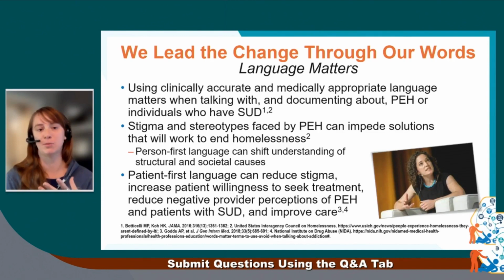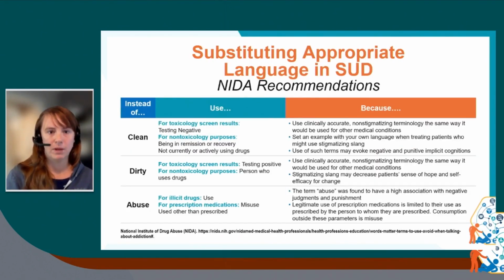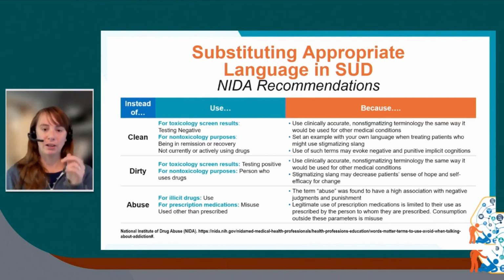It's a message to us as providers that using clinically accurate and medically appropriate language matters when talking with and documenting about people experiencing homelessness or individuals who have a substance use disorder. The reason is because there's stigma and stereotypes that are faced, and we perpetuate them in our writing and our language. She actually has a usable link that will bring us here to the NIDA recommendations around substituting appropriate language in substance use disorder.